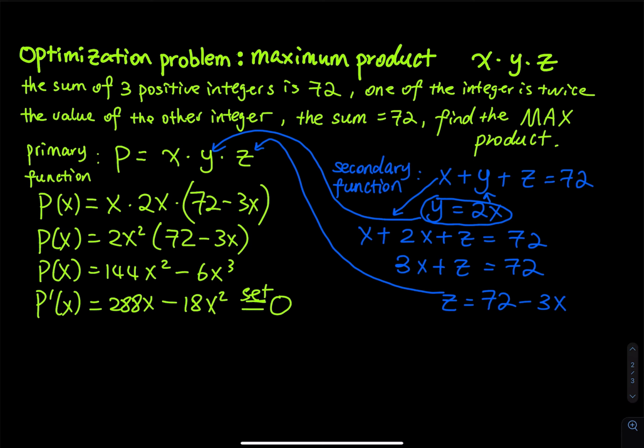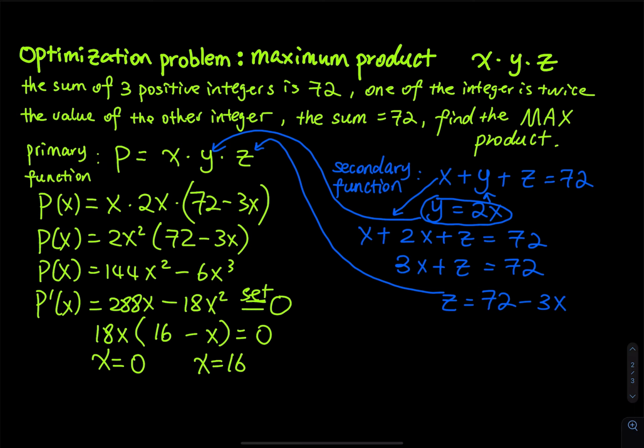And then you have to find the critical numbers. So I will just factor out an 18x. This becomes 18x times 16 minus x, and then we have that equal to 0. So we have x equals 0, and then x equals 16, and they are critical numbers.